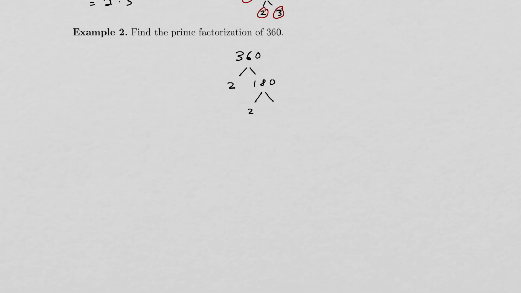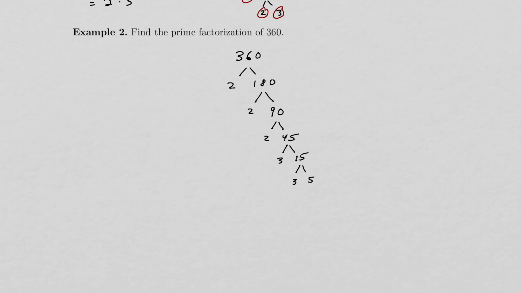Yep, it goes in 90 times. Does 2 go into 90? Yeah, it goes in 45 times. Does 2 go into 45? No, it doesn't. So now work your way up to the next prime number. Does 3 go into 45? Yeah. 3 goes into 45 15 times. Does 3 go into 15? Yep. 3 goes into 15 5 times.